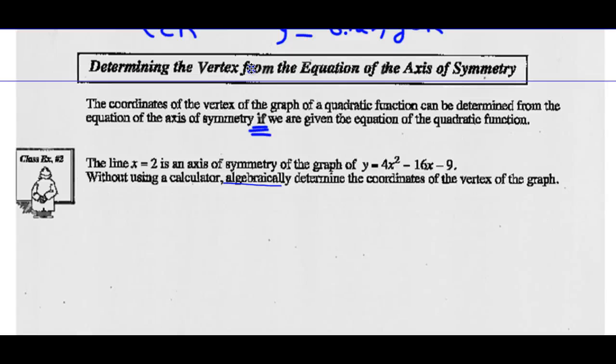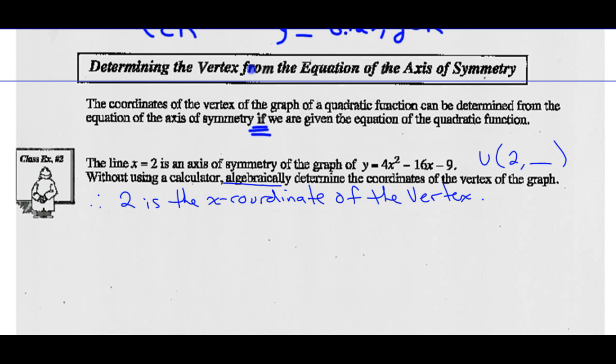So if x equals 2 is the equation for the axis of symmetry, therefore 2 is the x coordinate of the vertex. So we already know the vertex has the coordinates 2 and something, but we're not sure what that y value is. So if I know what the x coordinate is, I can plug it into the equation and solve for y. So we go at x equals 2, let's find out what y equals.